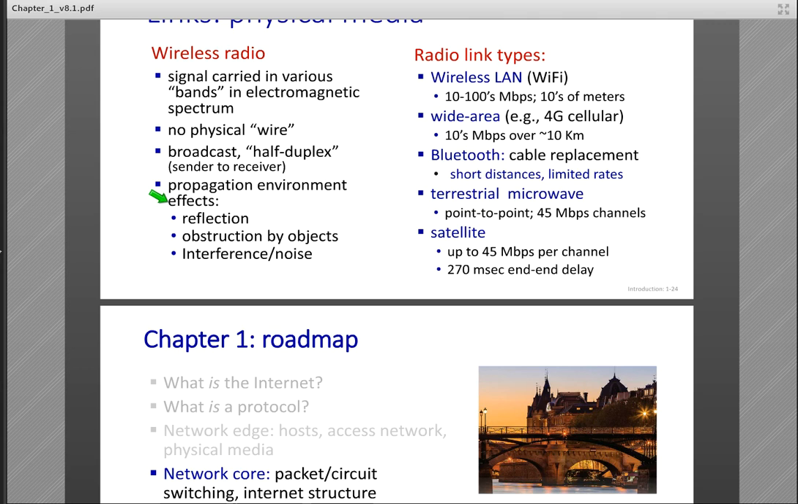When we talk about wireless radio, we should be clear about the propagation environment effects. The environment around a wireless radio affects its signals. These effects are reflection, obstruction, and interference. Reflection means that an object can reflect a signal, something like a mirror.